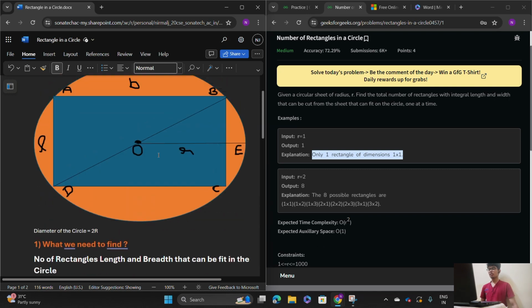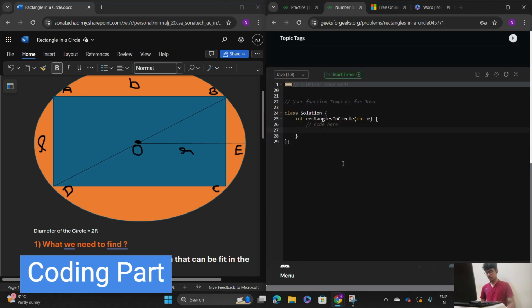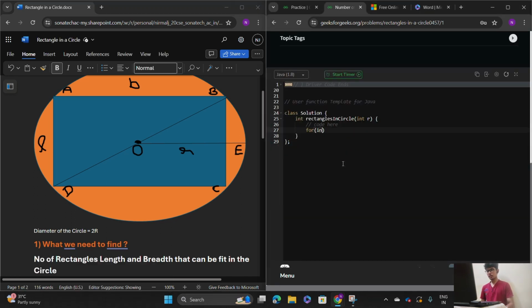Okay, let me move on to the coding part. So now I'm going to initially keep my length as 1. The reason is you can't take length equal to 0. When length is equal to 0, you can't form any breadth or anything else. So initially the value should start from 1. Okay, L is equal to 1, and my L should be less than or equal to 2*R, and L plus plus.